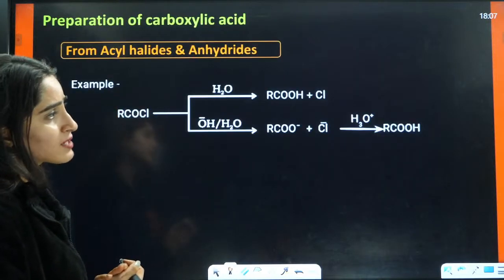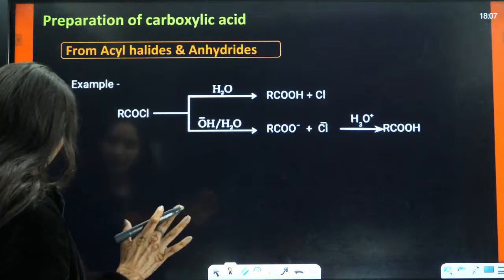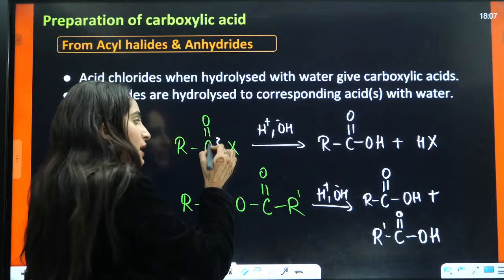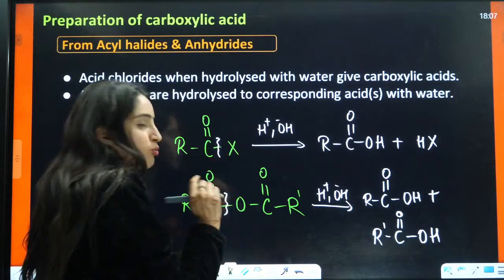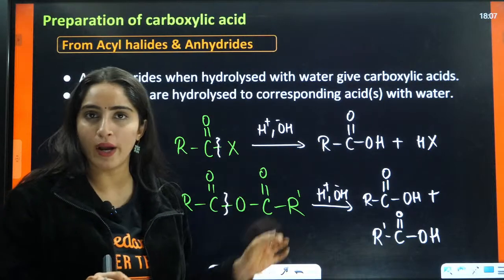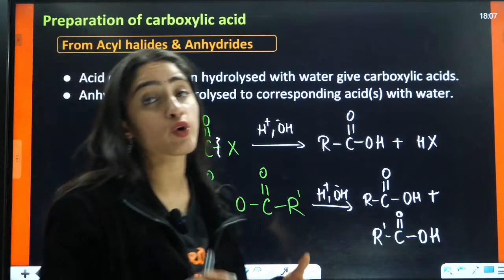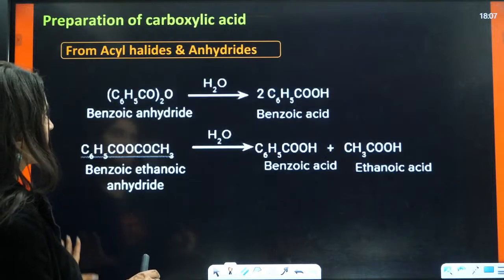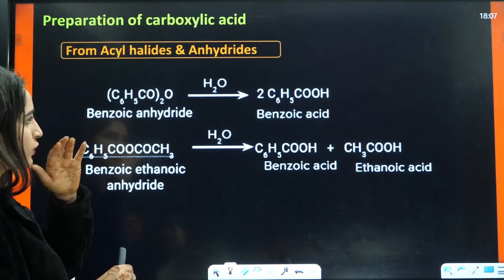Here they have given it in a very sophisticated manner, but we have written it in our own language: you will just need to break this C-X bond, or C-O bond here, and attach OH over there, and you will get your corresponding carboxylic acid.